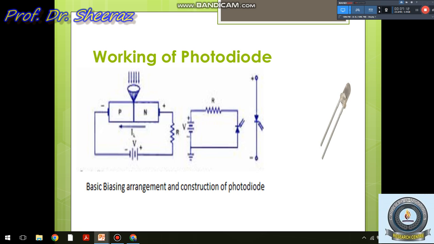Now this is the working of the photodiode. We can see the basic biasing arrangement and construction of the photodiode. As visible, the arrows are now going towards the cathode. In the previous diagram, the arrows were coming out. Similarly, it is connected in the circuit with the resistor and the applied voltage. When the light falls on this p-n junction, it generates electron-hole pairs which are broken, and they move in the form of current, and therefore the current flows in the circuit.